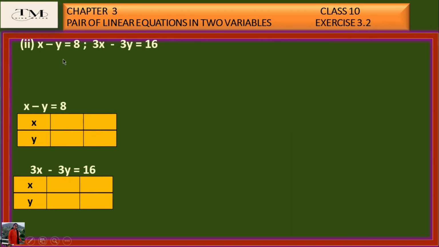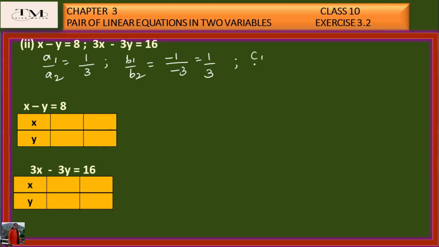Second one: x minus y equal to 8, 3x minus 3y equal to 16. So here we have to find the ratios. First one, a1 by a2. Here a1 is 1 divided by a2 is 3. Next, b1 by b2. Here b1 is minus 1 divided by b2 is minus 3, which is equal to 1 by 3.